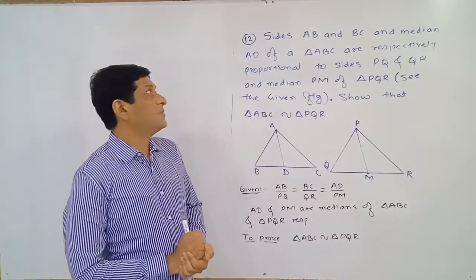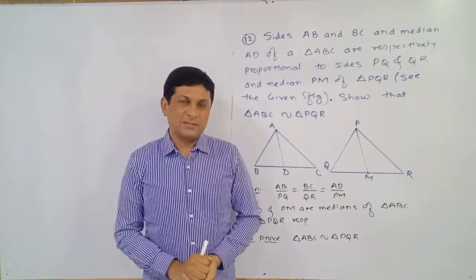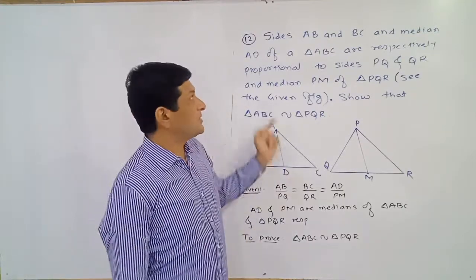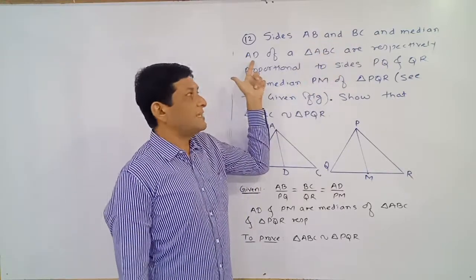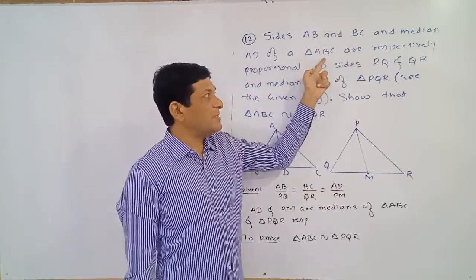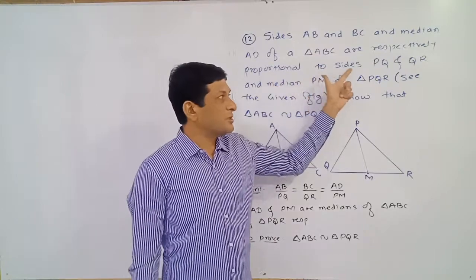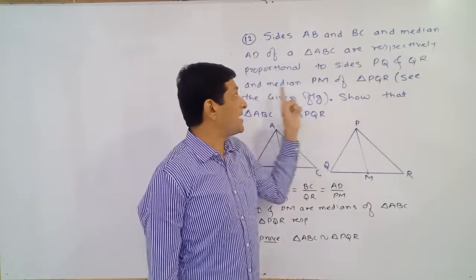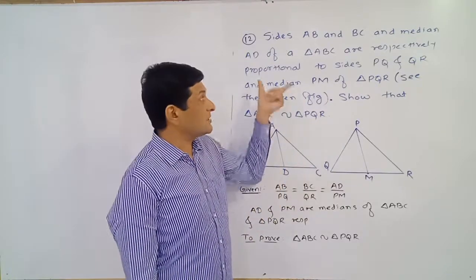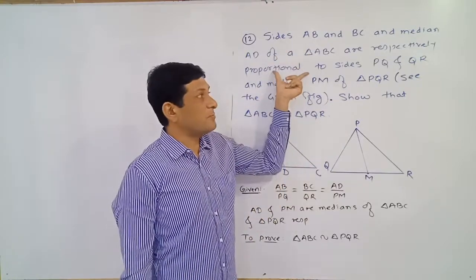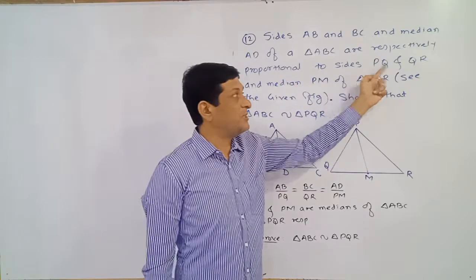Now observe example number 12. In this example, it is given that sides AB, BC and the median AD of triangle ABC are respectively proportional to sides PQ, QR and the median PM of triangle PQR. This means the given three sides are proportional to PQ, QR and PM.